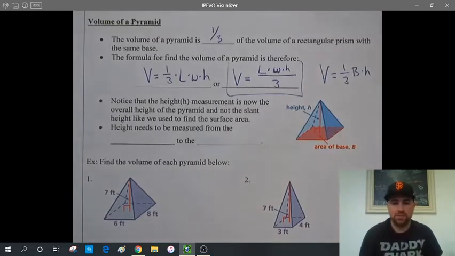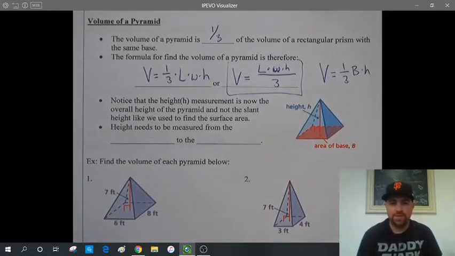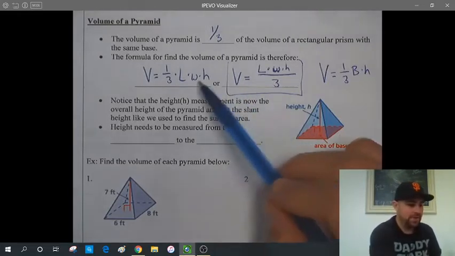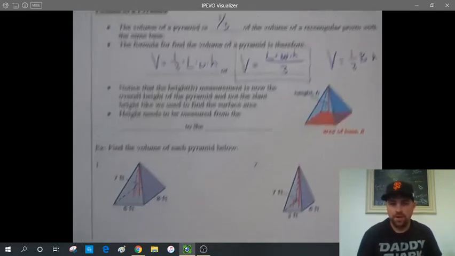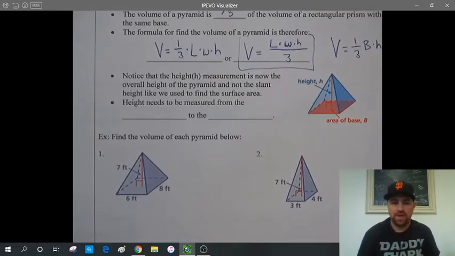Okay, but in this case, we're going to be primarily focusing on ones that are rectangular or square bases, and because of that, the length times the width times the height works, because that will give us the volume of a rectangular prism of that same base, and then divide that by 3 to get the volume of a pyramid.